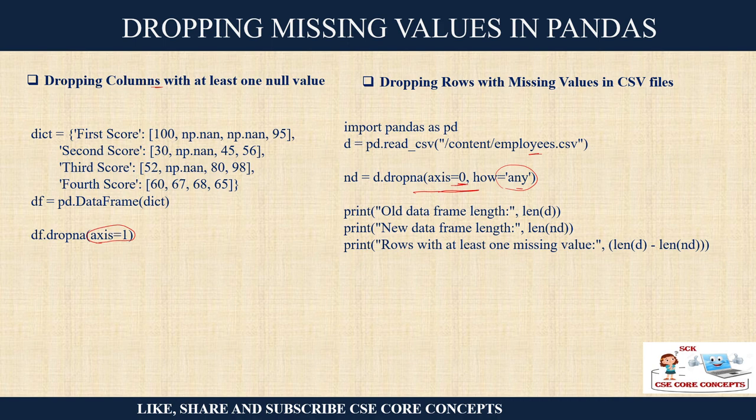Then if you want to check whether the data has been dropped or not, you can check the length of the old data frame and the length of the new data frame. And how many rows have been dropped, you can check with length of df minus length of new df. So this work I am giving to you. You can write the results in the comment section, whether it is working or not.